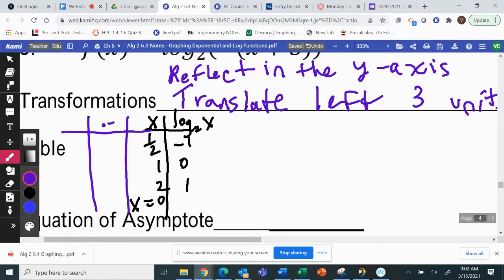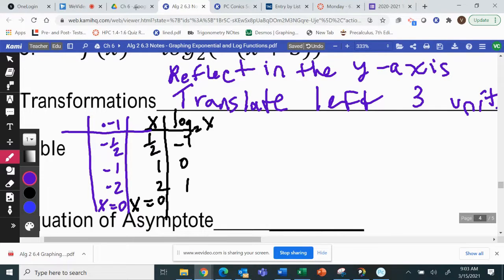So we're going to multiply by -1. So I'll get -0.5, -1, -2. So I'm also going to take my asymptote and I'm going to multiply 0 by -1. What happens when I multiply 0 by -1? I still get 0, so my asymptote did not change, even though it is on the x side. It just didn't change because it's 0.